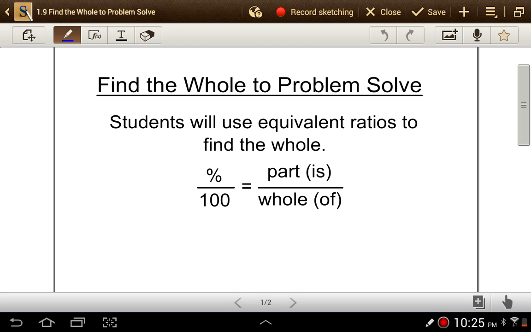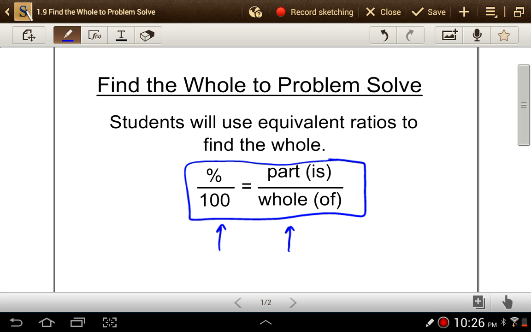Okay, here we're going to again use equivalent ratios, and I have written down those equivalent ratios that I want you to use. So it's going to be percent over 100 equals part, which is going to be associated with the word is, over our whole amount, which is associated with the word of. So again, percent over 100 equals part over whole. That's the formula that we're going to use as we're writing our equivalent ratios. We have one ratio right here, which is equal to this ratio here. So this is equivalent ratios.